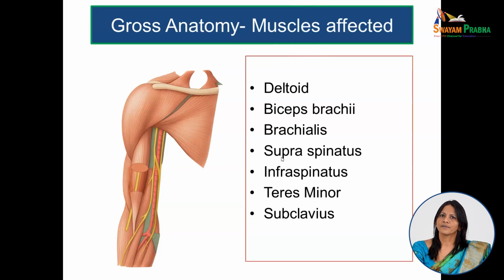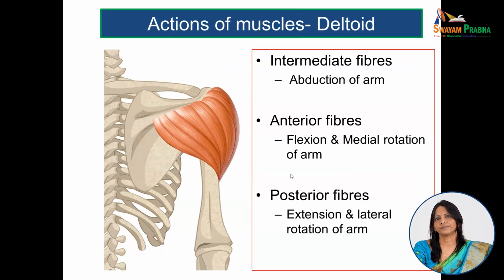The suprascapular nerve innervates the supraspinatus and the infraspinatus muscle, and the nerve to subclavius innervates the subclavius muscle. So, the C5, C6 and the other nerves in the Erb's point are all supplying these muscles, and these muscles are the ones which are affected in the Erb's palsy, and the various actions of these muscles are the ones which are compromised, resulting in the typical position of the upper limb.